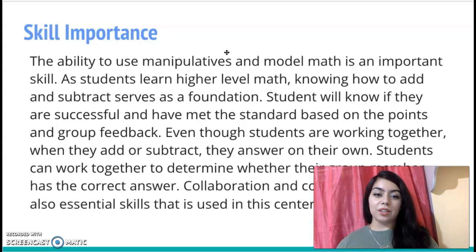Students will know if they are successful and have met the standard based on the points and group feedback. Even though students are working together, when they add or subtract, they answer on their own. Students can work together to determine whether their group member has the correct answer. Collaboration and communication are also essential skills that are used in the center.